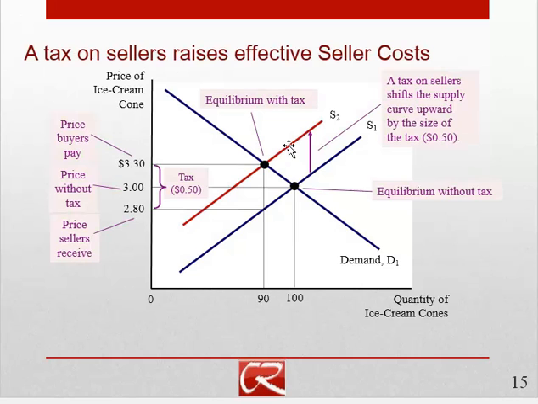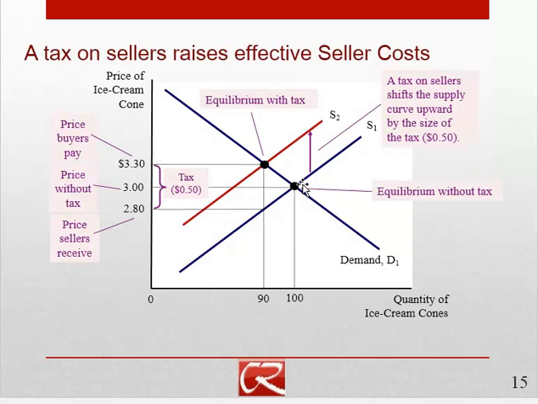So this happens all back and forth all the way along the supply curve, and we're going to go ahead and have the supply curve shift up and the equilibrium price rises. Notice that the equilibrium price doesn't rise by the full 50 cents. The old equilibrium price was $3, and the new equilibrium price is $3.30.